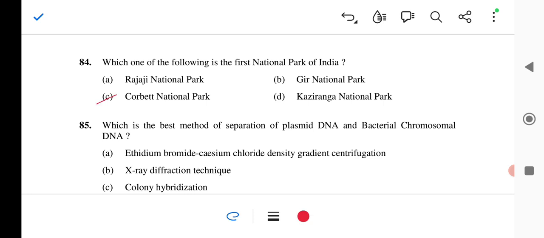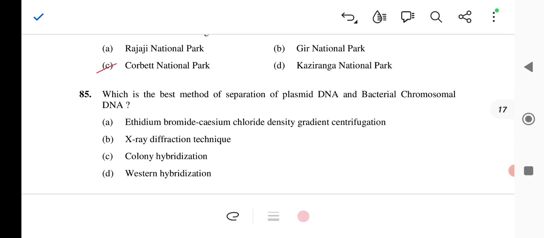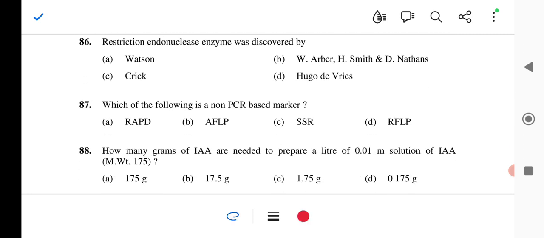Next is, which is the best method of separation of plasmid DNA and bacterial chromosomal DNA? So how to separate them? It is by EtBr, ethidium bromide cesium chloride density gradient centrifugation. Next is, restriction endonuclease was discovered by Arber, Smith and Nathans. Next is, which of the following is a non-PCR based marker? So RFLP is a non-PCR based marker. It is a hybridization based marker and it is a codominant marker.